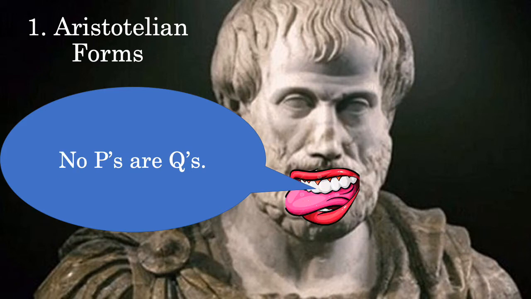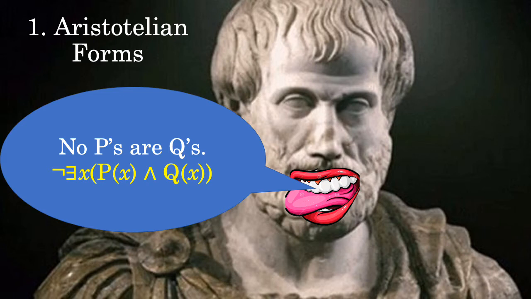The third kind of quantified statement that Aristotle discusses is of the form no P's are Q's. For example, no men are protozoa. Now, there's 2 ways of translating this. Here's perhaps the more literal version of this, which is there does not exist an x that is both a P and a Q. Right? This says there's literally no thing that is both a P and a Q, which pretty closely mirrors the English.